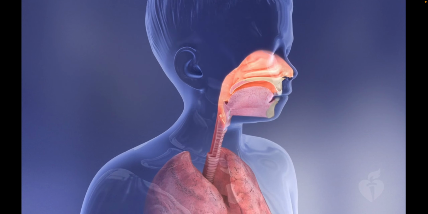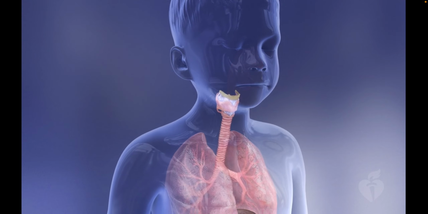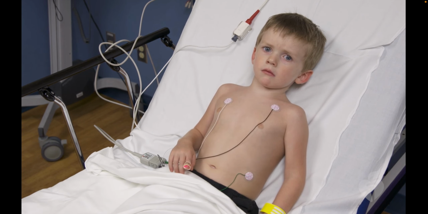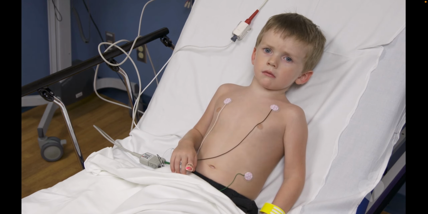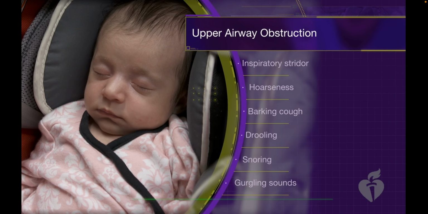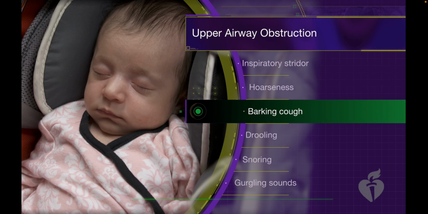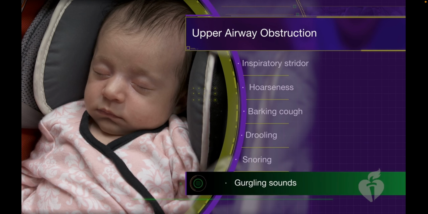This child with upper airway obstruction, such as croup, typically has increased respiratory rate and effort. Signs of increased effort include retractions and nasal flaring. Retractions occur in children because of their increased chest wall compliance and the negative intrathoracic pressure. A child with upper airway obstruction often has inspiratory stridor, a high-pitched inspiratory sound, hoarseness, and a barking cough. Other signs of upper airway obstruction may include drooling, snoring, or gurgling sounds.